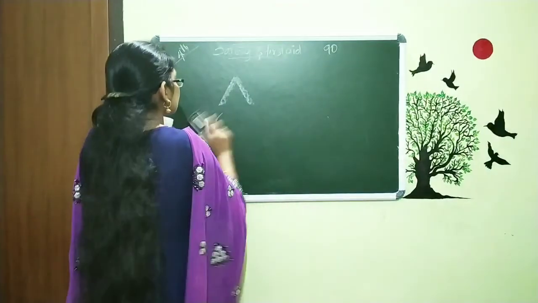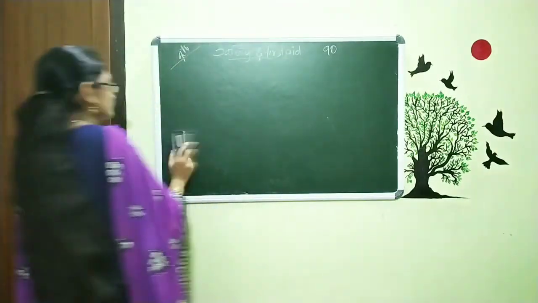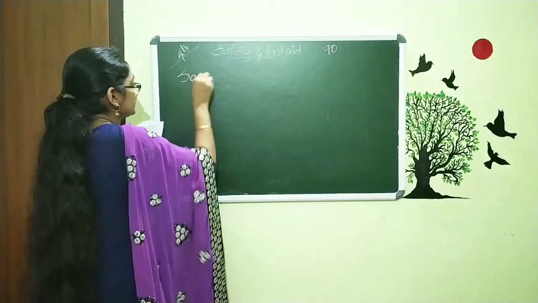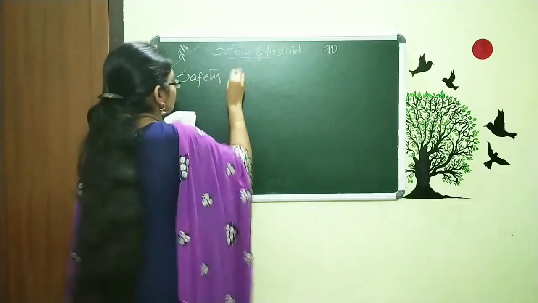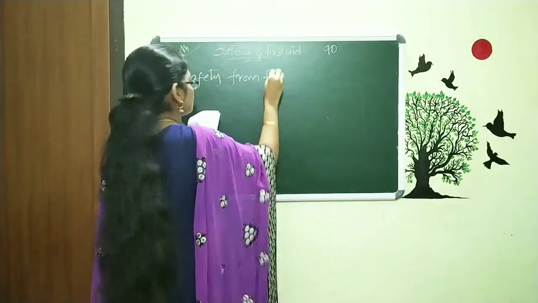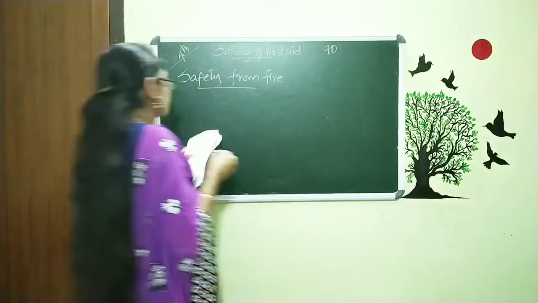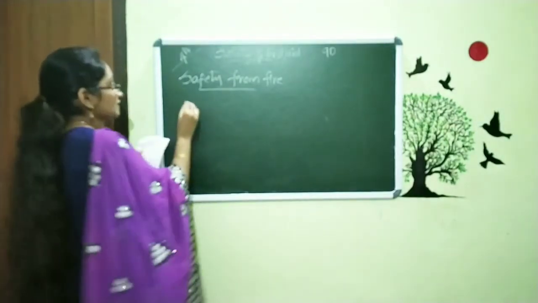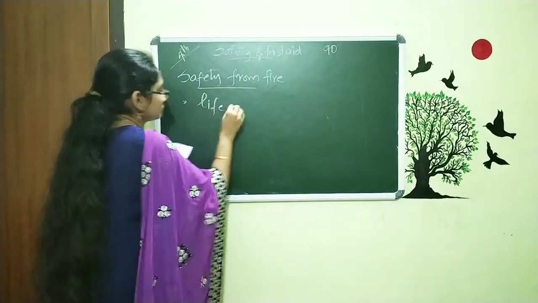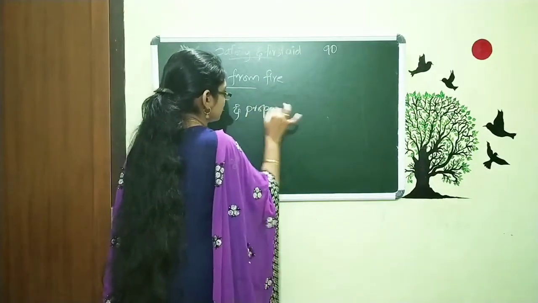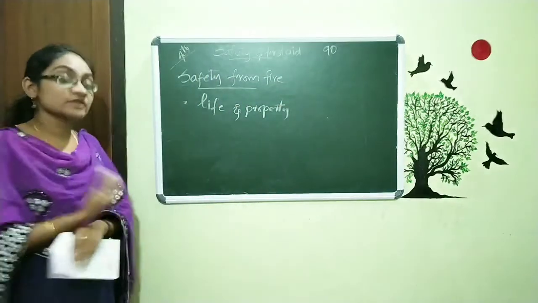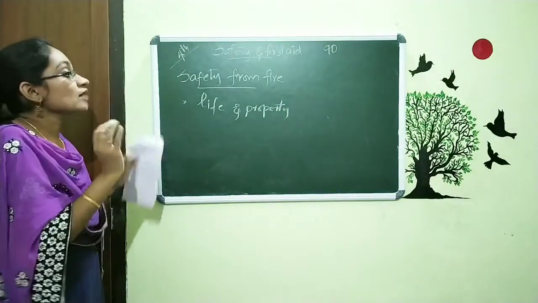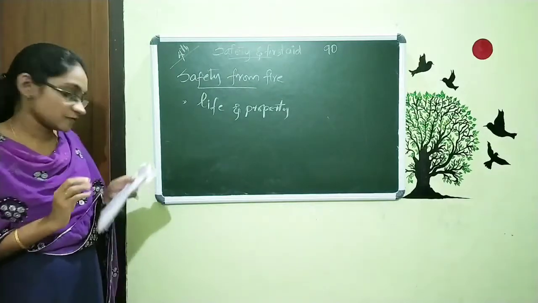The next thing is this. Safety from fire. Fire spreads very fast and can cost lives and property. That means the fire can harm our life and also destroy our property. So we want to be aware of how to be safe if there occurs a fire.